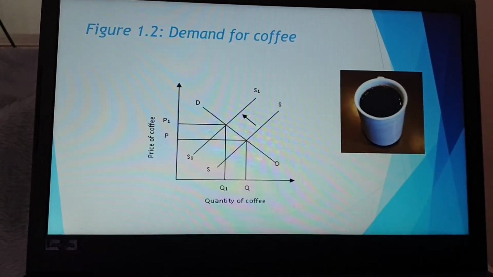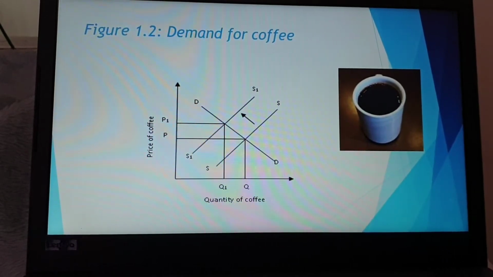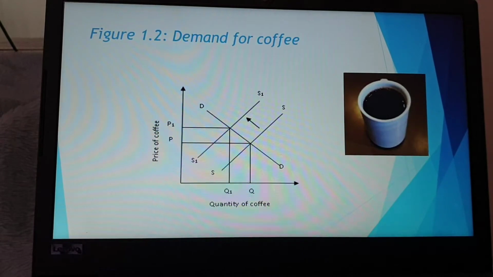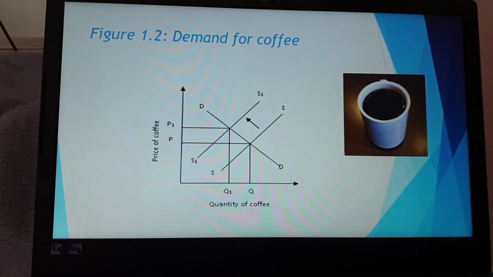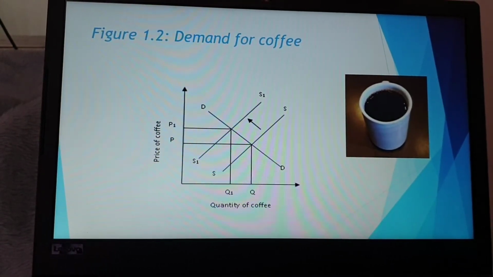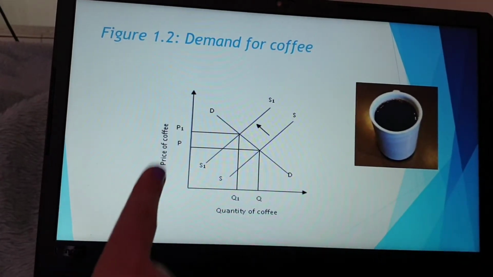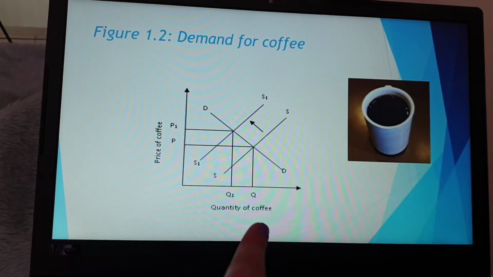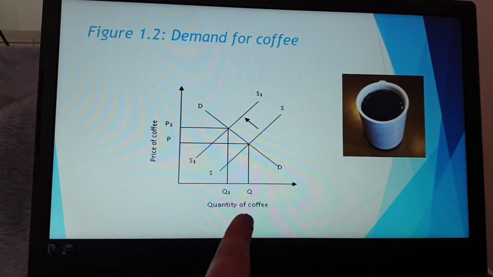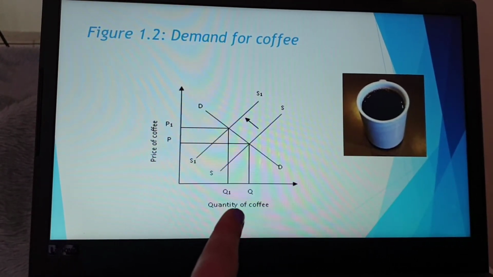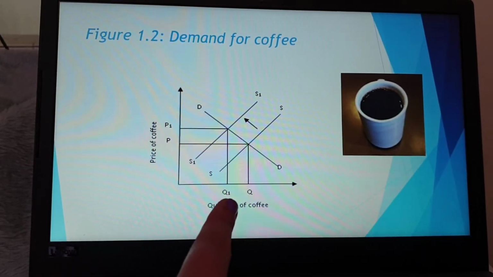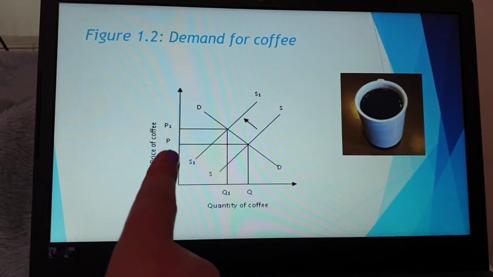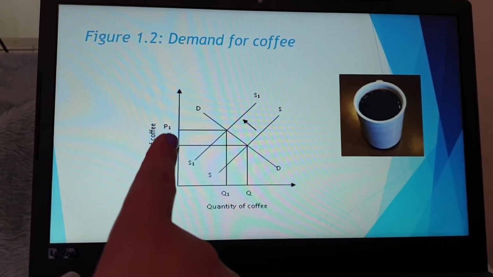Now, if you look at figure 1.2, the demand for coffee, tomorrow I'm going to take you step by step through drawing the graph. You are first going to look here at your x and your y axis. You will see we have the price of coffee and we have the quantity of coffee. So what they're trying to illustrate to us here is when the quantity of coffee decreases from Q to Q1, the price of coffee will increase from P to P1.